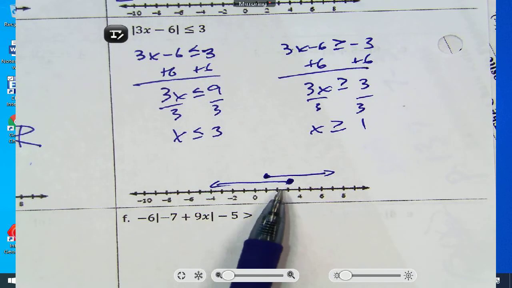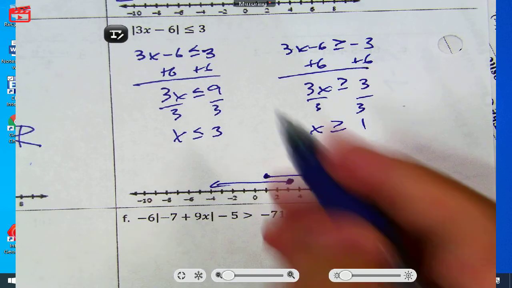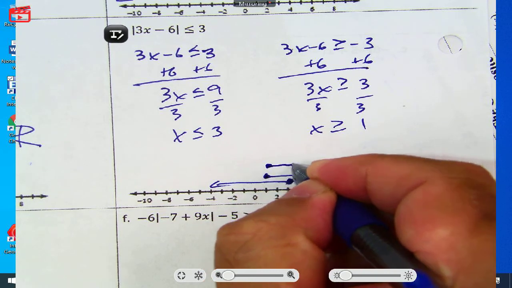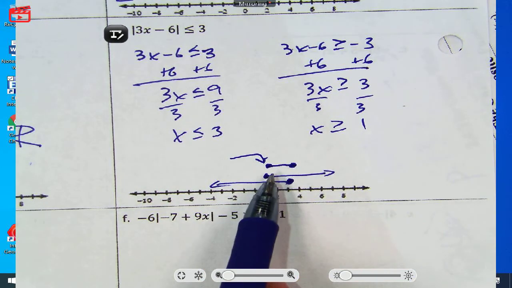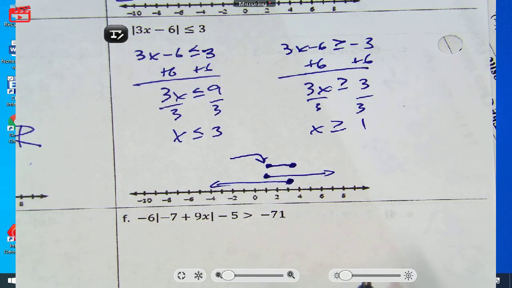Do you understand what I mean by where they run into each other? Yeah. Right. So the overlapping region is the answer. So this top part, that's the answer, from 1 to 3. That's the answer.